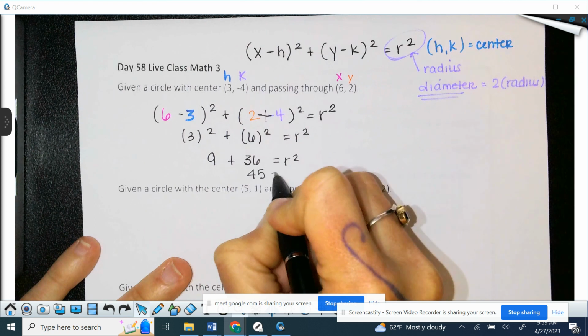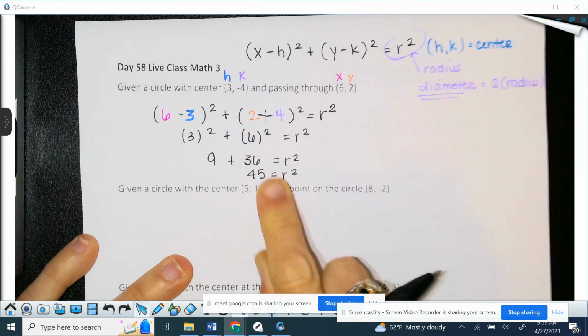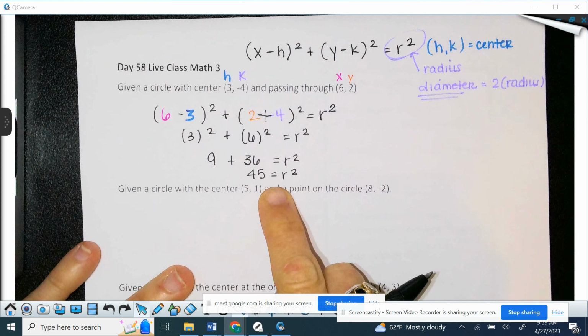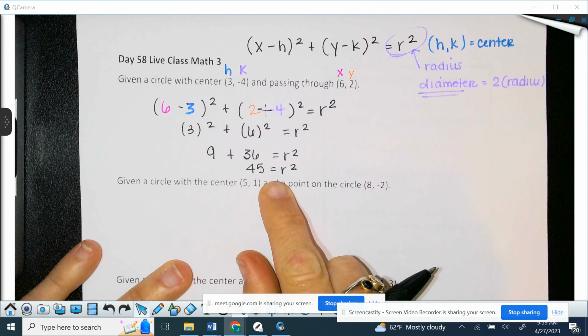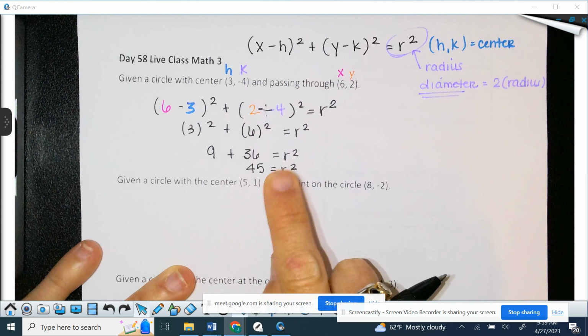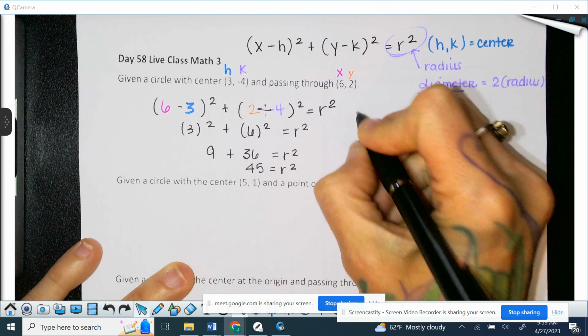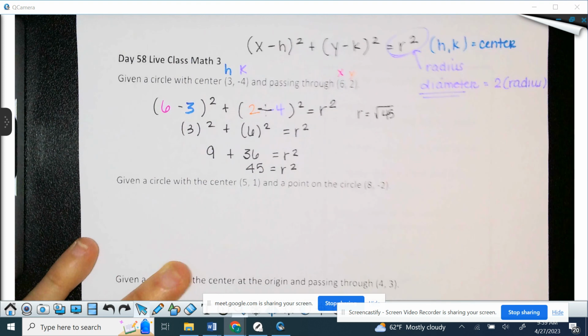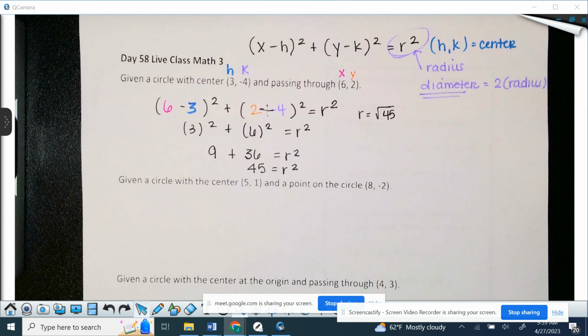Now, fun fact when you get here: this is where I would stop and go back and figure out what the question is asking. In this case, we are trying to write the equation, so you can stop. If it does ask you what is the length of the radius, or what is the length of the diameter, then you're not done. Then you would need to know that the radius is the square root of 45. And that may be written as a decimal, or it may be written as a simplified radical.